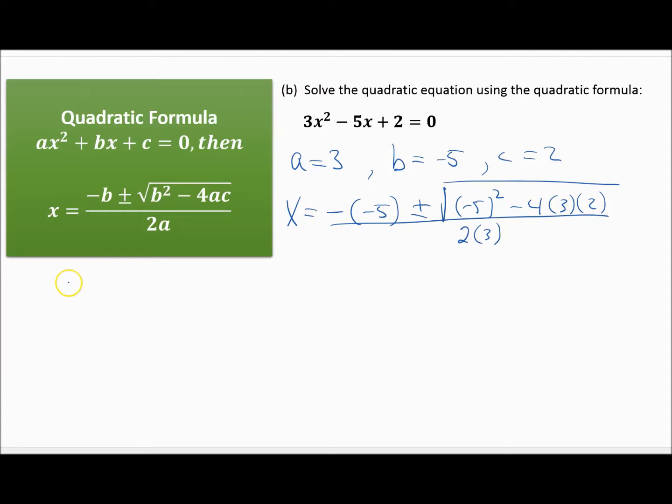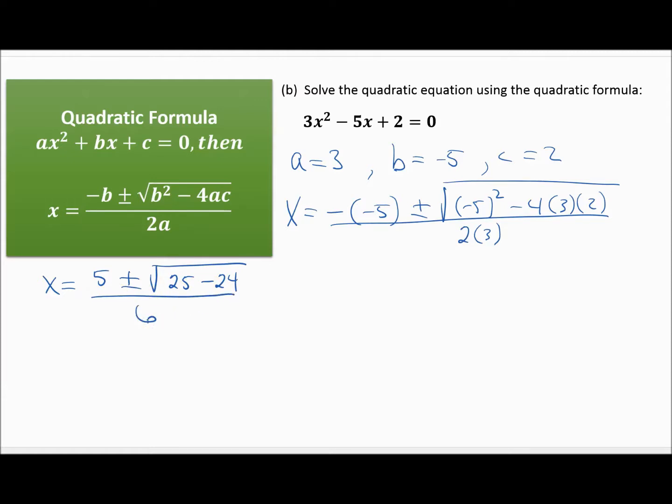Now continue to simplify this. I'm going to move to the left here for space reasons. Negative of a negative 5 is 5. Plus or minus the square root, negative 5 squared is 25. Minus 4 times 3 is 12, times 2 is 24. And that's all divided by 6.